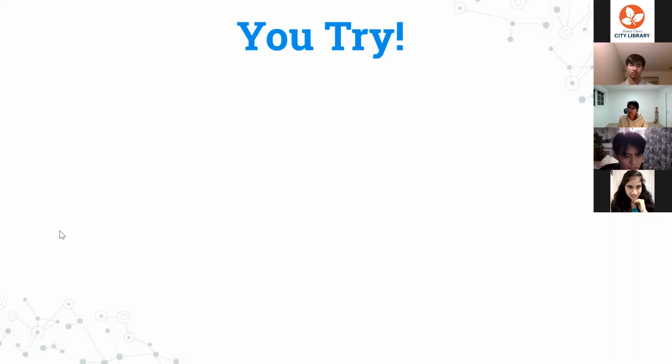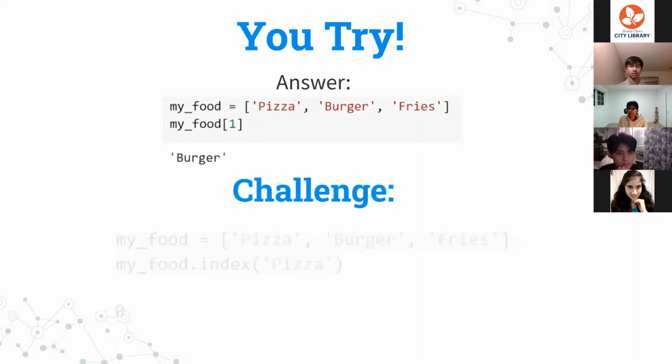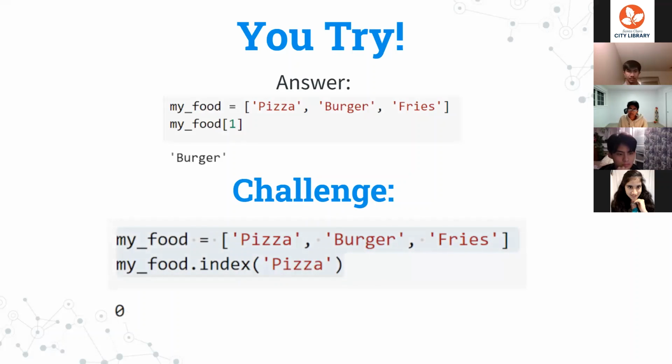Now it's time to review the answers. So for the you try activity, your answer should look something like this. You should have a list with some different items, and you should be using the square brackets to extract a particular item from that list. And for the challenge, your solution should look something like this. You should have a list, and you should be looking for the index of a particular item in the list.